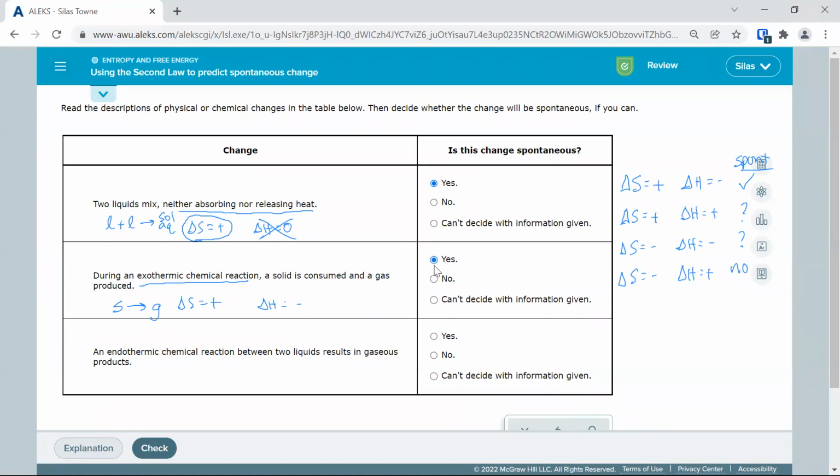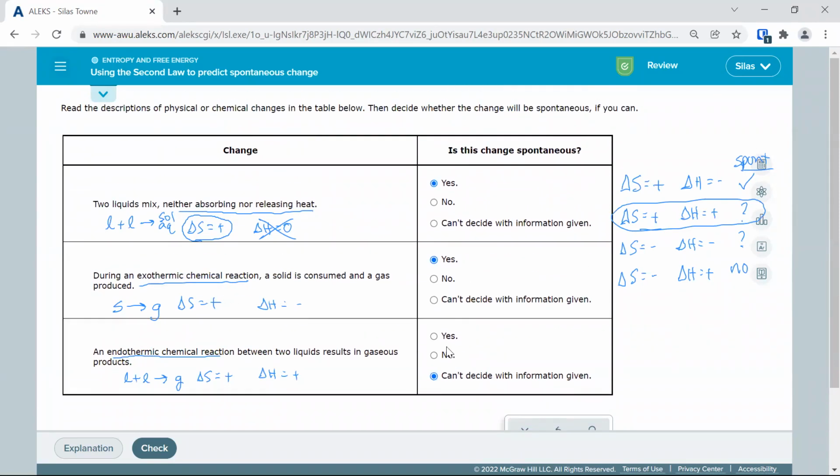Then now we have an endothermic chemical reaction. So we have delta H being positive between two liquids, resulting in gaseous products. And so this is delta S being positive. And so we go to here and we see this is one of our question mark ones. So I'm going to say I can't decide with this information.